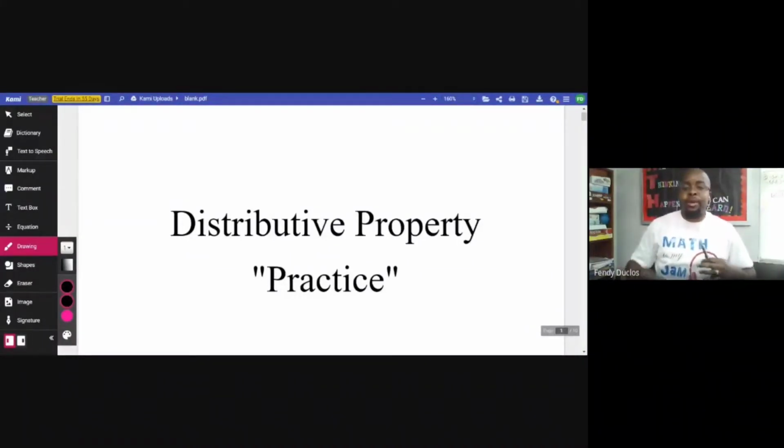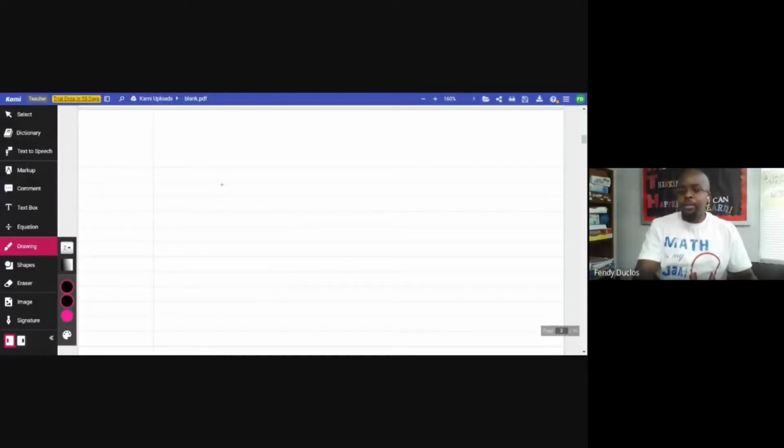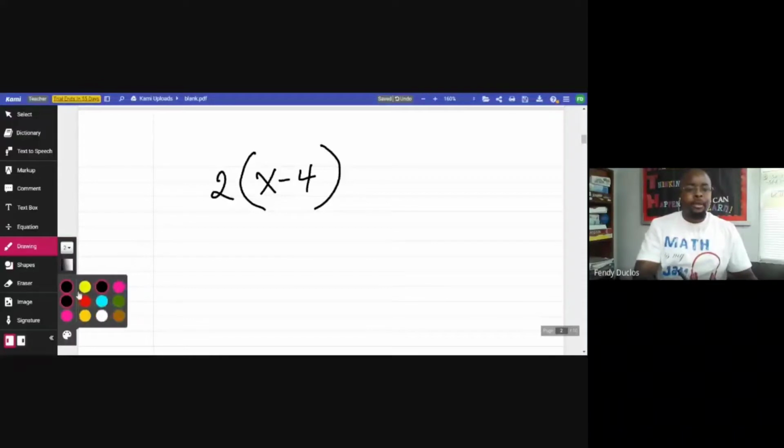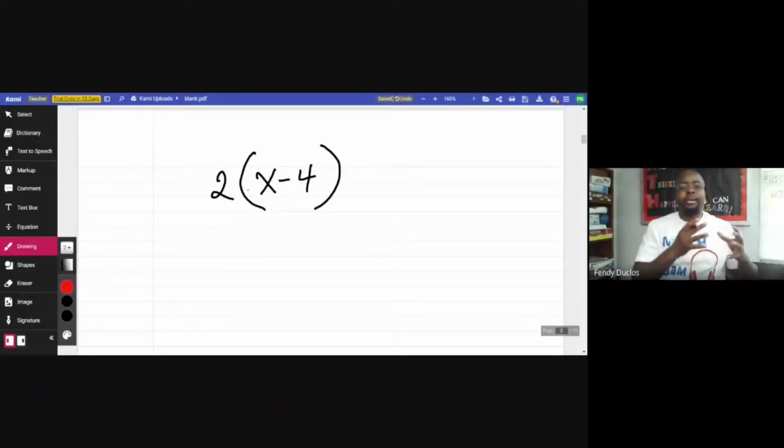Today's lesson is on distributive property. So the first one we're going to do is 2 times the difference of x minus 4. Now, if you remember, when you have distributive property, you want to take that number or value that's on the outside, in this case it's 2, and you're going to distribute that value to everything that's on the inside.